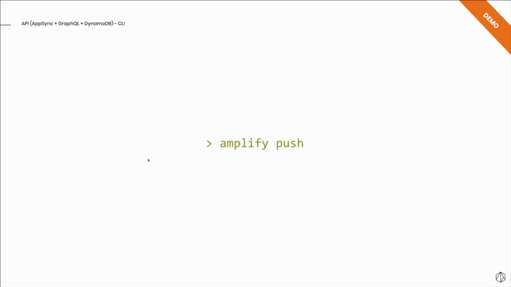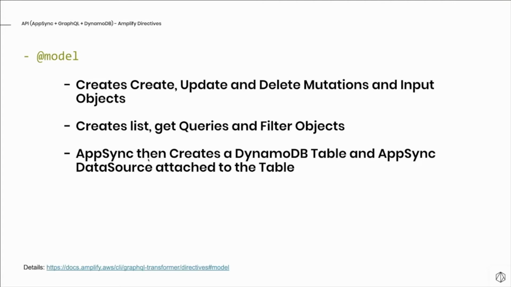Let's talk a bit more about the directives. When you use the add model directive with a type, it generates a DynamoDB table, the IAM roles, create, update, delete mutations, and input objects related to that type. It also creates the list and get queries and associated filter objects. It allows you to skip the boilerplate code for your simple CRUD operations for the type, and also automatically generates the AWS resources which I've just mentioned. It then attaches the generated DynamoDB table as a data source with the AppSync API.